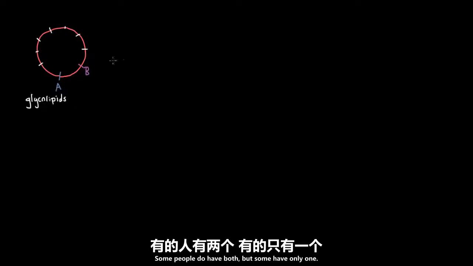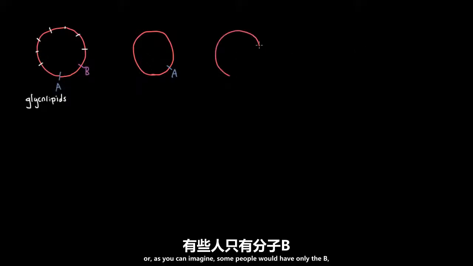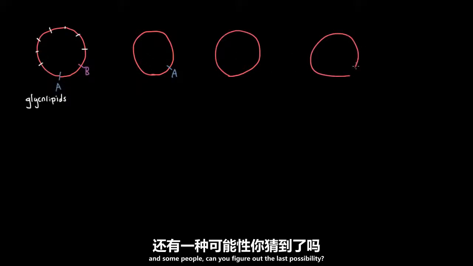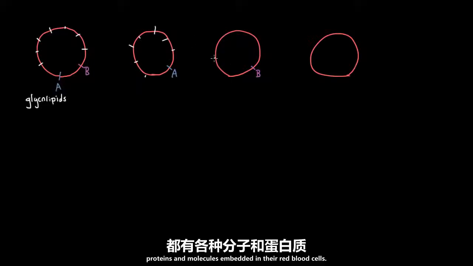But what's interesting is that not all people have both of these molecules, these glycolipids, on their red blood cells. Some people do have both, but some have only one. So for example, some people might have only the A. Or, as you can imagine, some people would have only the B. And some people, can you figure out the last possibility? Some people have neither A nor B. And of course, all these people have all kinds of other proteins and molecules embedded in their red blood cells.